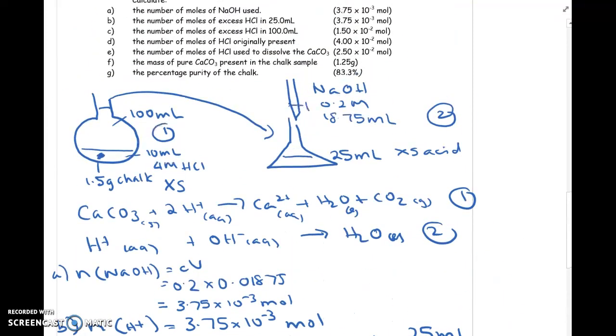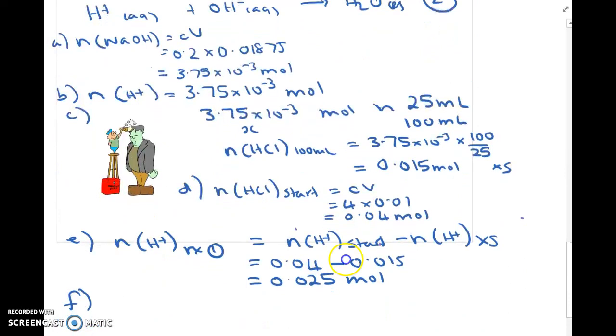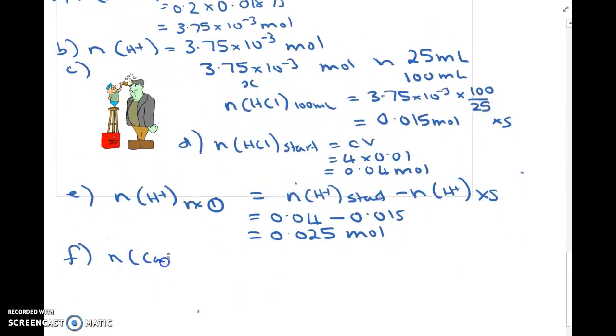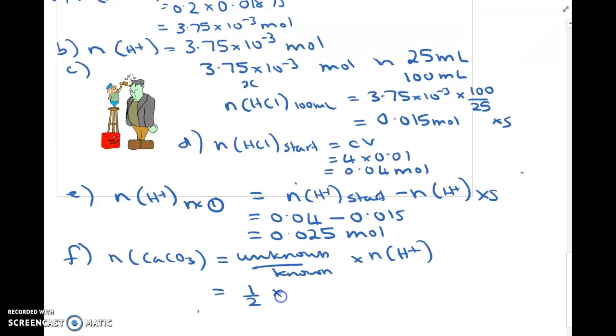So now we're up to part F. It says the mass of calcium carbonate present in the chalk sample. So using reaction 1, we've got the number of moles of hydrogen ions that reacted, so we can find the number of moles of calcium carbonate. So the number of moles of calcium carbonate, using our balanced chemical equation, unknown over known, times the number of moles of hydrogen ions or hydrochloric acid, is equal to 1 over 2 times 0.025, which equals 0.0125 moles.